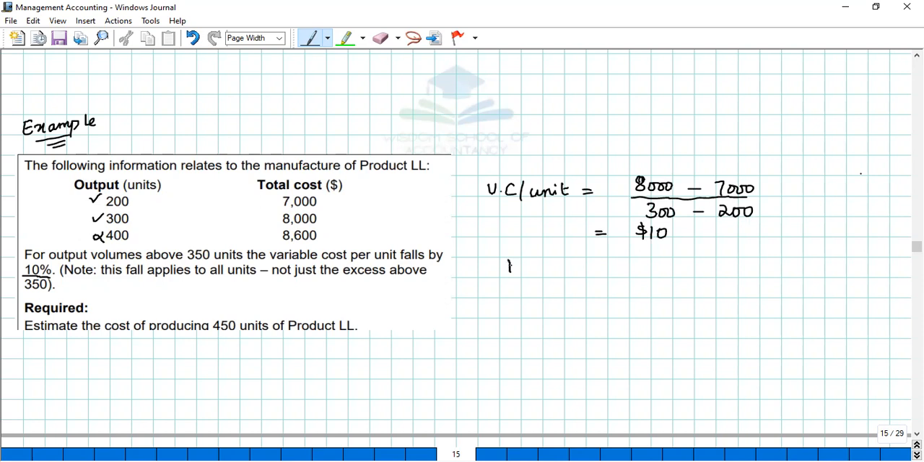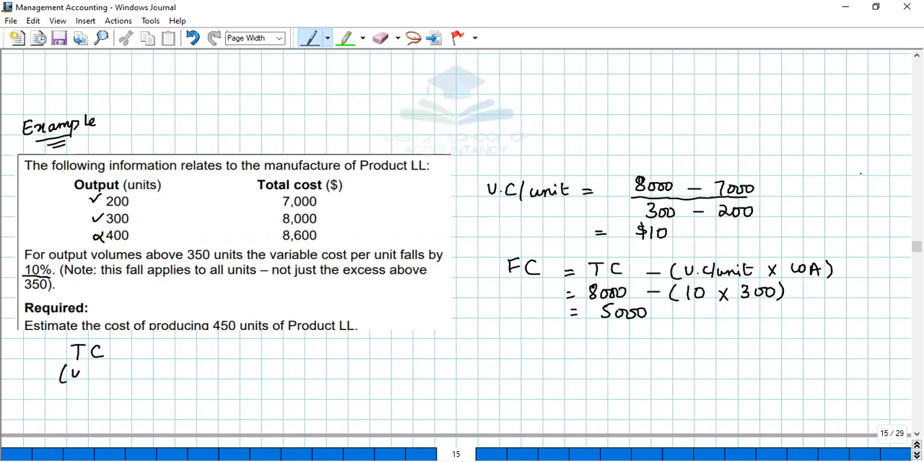I will calculate the fixed cost using the total cost formula: total cost minus variable cost per unit times level of activity. So total cost, let's say I'm taking 8,000 as my total cost. Variable cost per unit is 10 and the relevant activity level at 8,000 is 300. So my fixed cost will be 5,000. Now finally I have to calculate the total cost at 450 units. So fixed cost is 5,000.